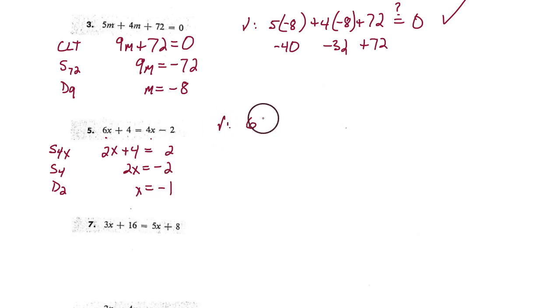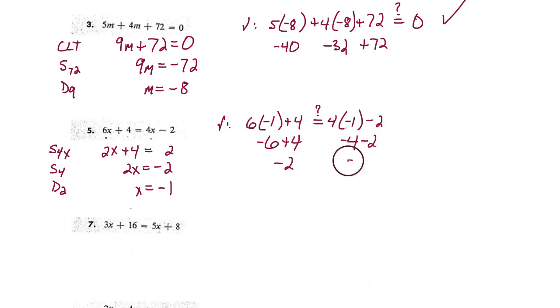For the check, fill in negative 1. On the left side, we have negative 6 plus 4. That's negative 2. On the right side, we have negative 4 minus 2. That's negative 6. These do not check out. So that tells us we have a mistake. Let's try this problem again.